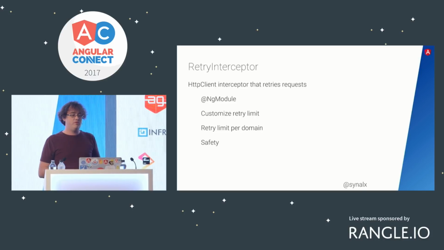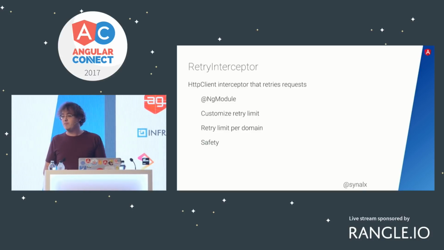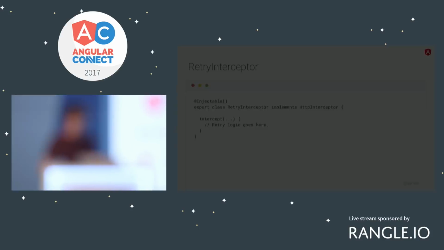So it should be reusable. That means having a module that you can install to use it. It should allow its consumers to customize the retry limits, right? Both the global one and for specific domains. And finally, it should be safe to use, right? If you're a user and you drop this thing in your application and you don't set it up correctly, it should tell you at compile time or when your application starts. It shouldn't just silently fail to work.